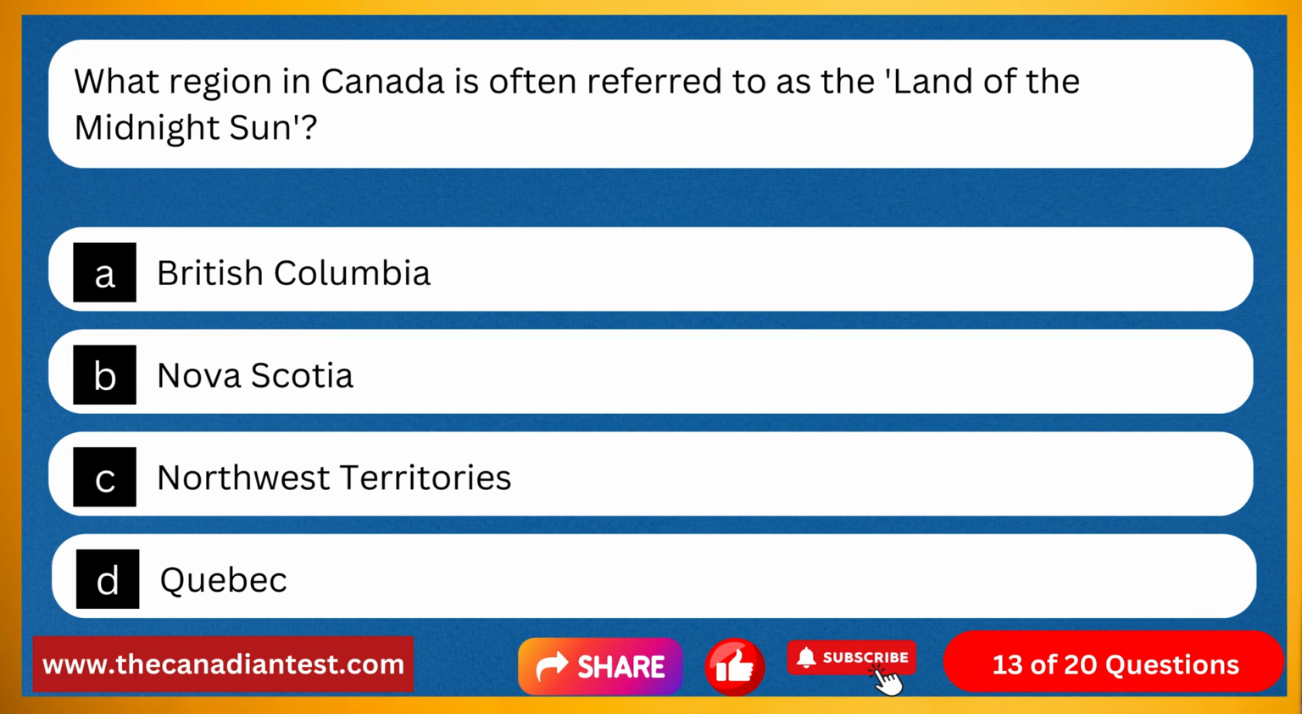Question 13. What region in Canada is often referred to as the Land of the Midnight Sun? Option A, British Columbia. Option B, Nova Scotia. Option C, Northwest Territories. Option D, Quebec.